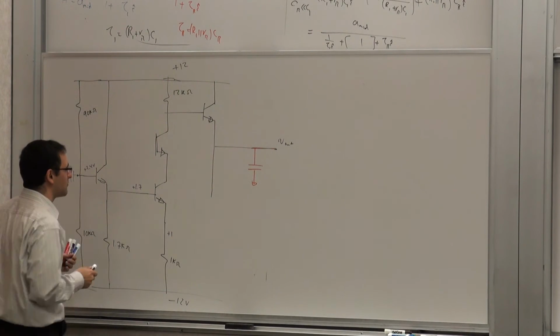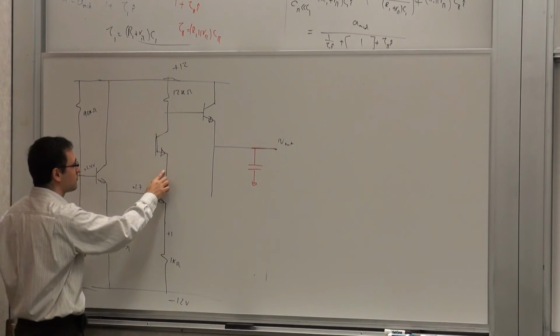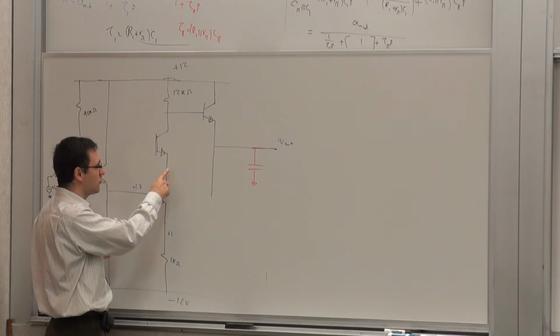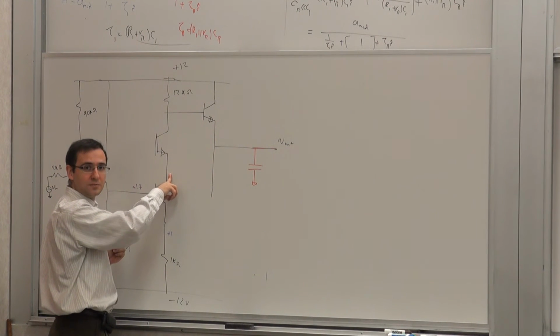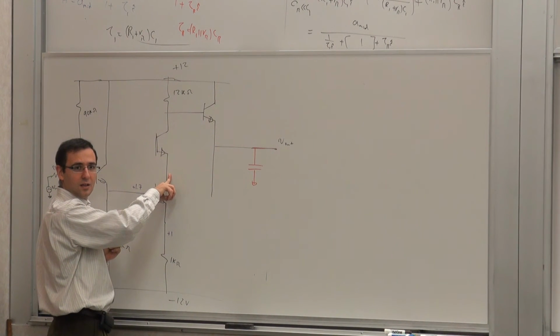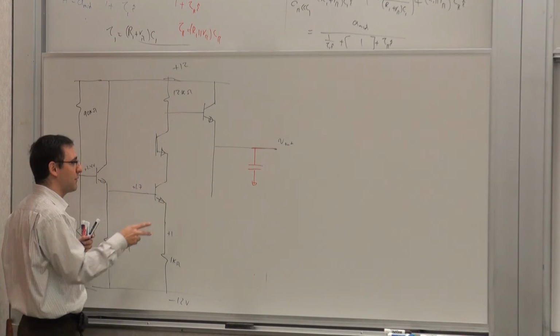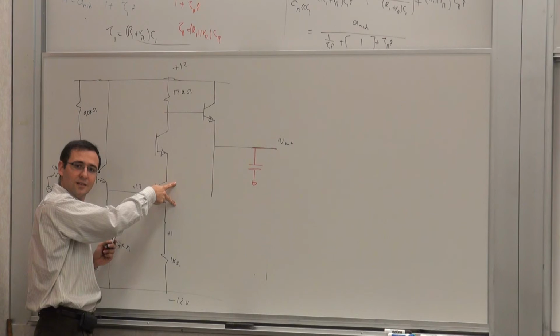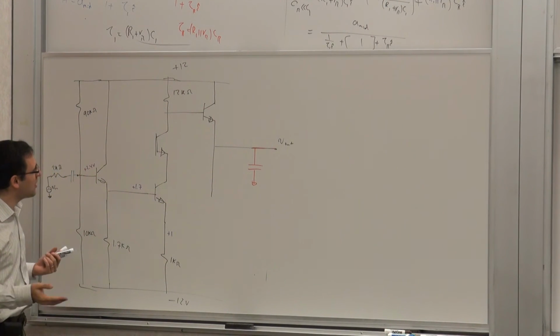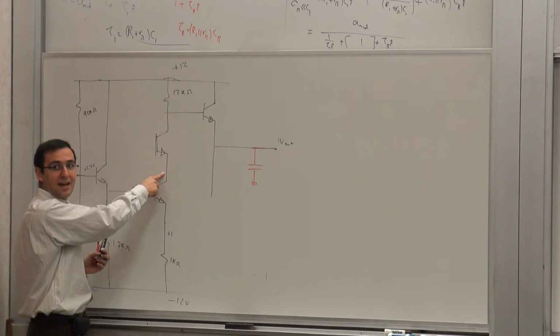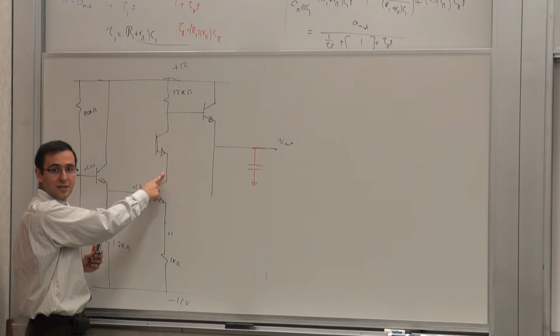I have to bias this guy to some meaningful voltage. What voltage would you make this bias at? Would you put it as high as possible or as low as possible? As low as possible, meaning before this guy goes to saturation. So to have a safe margin, if I put this at the same voltage as that, I have about half a volt of margin before this guy saturates.